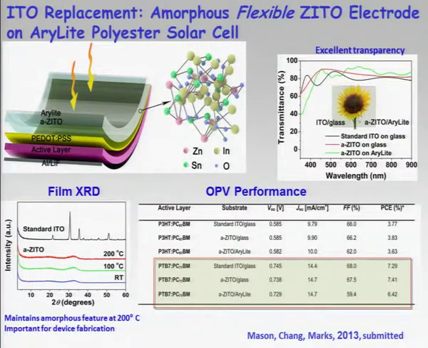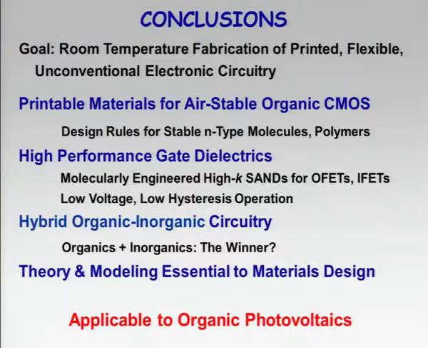And this is just showing you 3 cells: standard ITO on glass, amorphous ZITO, zinc indium tin oxide, on glass, and on Aerolite, and you can see, in fact, the power conversion efficiencies look quite good. And it's stable up to 200 degrees C, where the ZITO begins to crystallize. And the student built a little machine, and he bent it back and forth. I think this is about to go online in Applied Materials, hundreds of times, no decrease in efficiency.